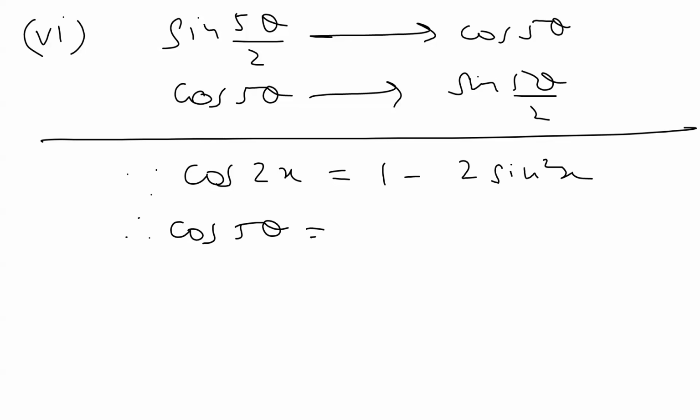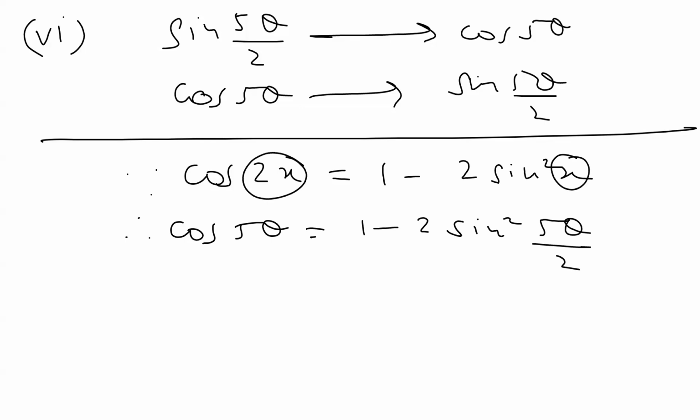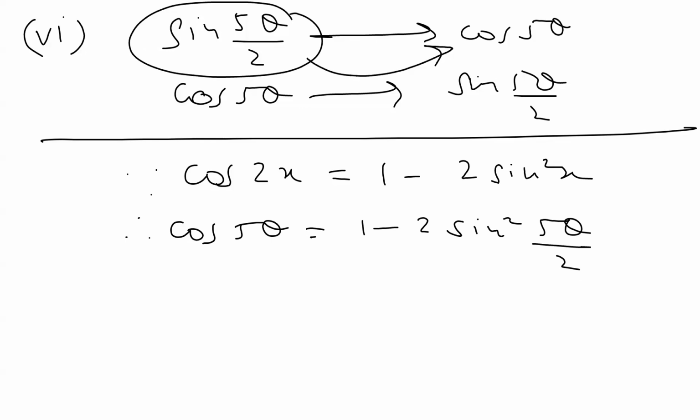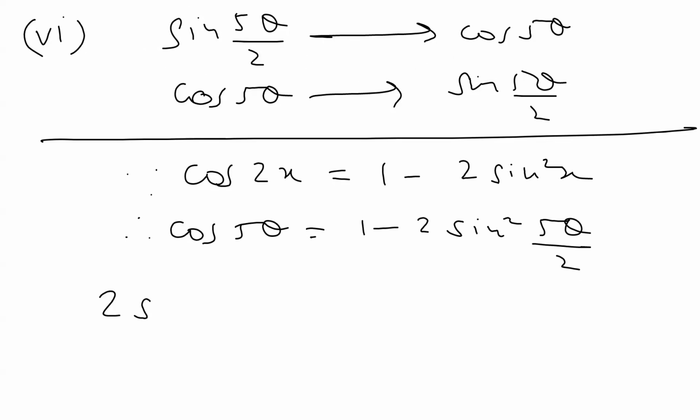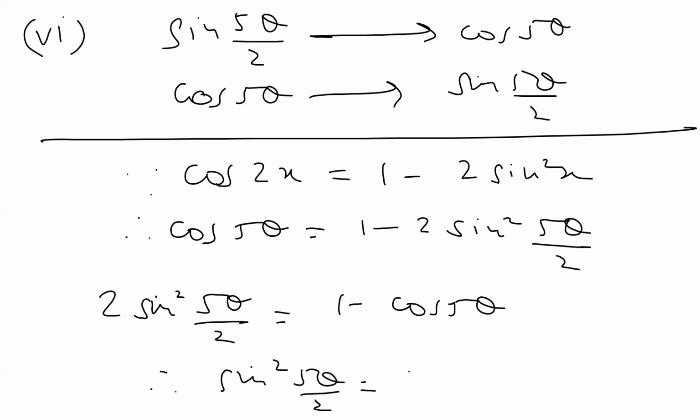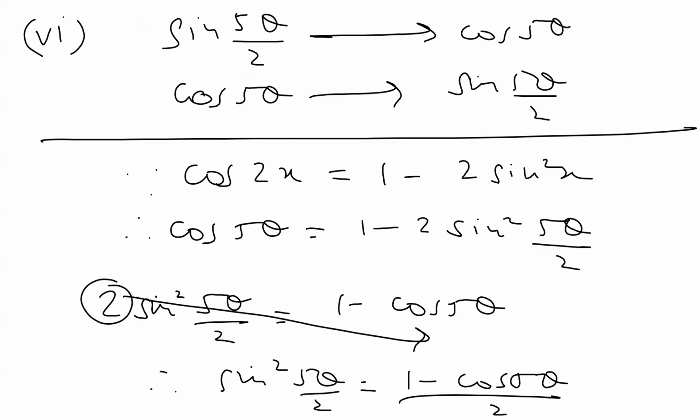Therefore, cos theta is equal to 1 minus 2 sine square theta by 2. 2x becomes x, theta becomes theta by 2. Okay. But then we require sine in terms of this cos. So 2 sine square theta by 2 is 1 minus cos theta. Therefore, sine square theta by 2 is equal to 1 minus cos theta, the whole upon 2. This 2 will go down over here.